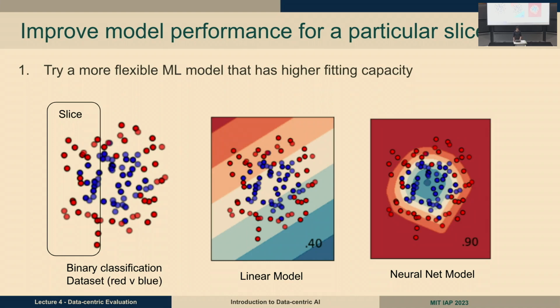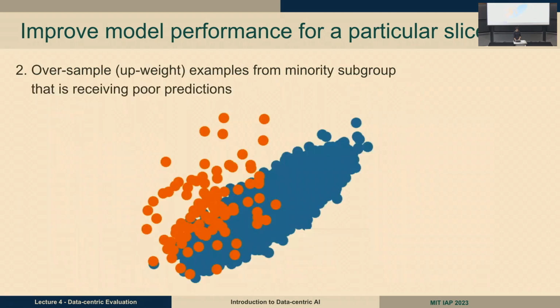But the easiest way for this sort of data to avoid having the performance hit for a particular slice is just to use a more flexible model, like a neural network type model or a nonlinear model with higher capacity that doesn't have to make the sacrifice of hurting performance on this one subset of the data while not hurting it on the other subset. It can just say, let's try and boost the performance over all the data.